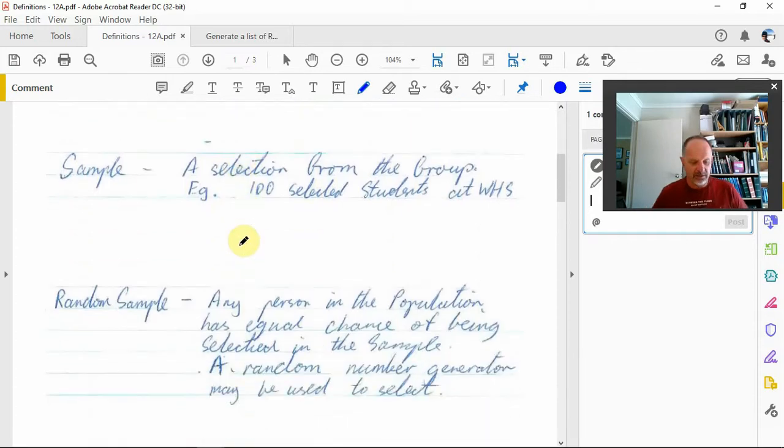For our survey to be valid, it needs to be a random sample. If we know something is going on at Wangaratta High School, we need to take a random sample. We can't just go to 7A and ask those students and see what they think. Any person in the population has an equal chance of being selected, and a random number generator may be used to select. You could number all the students and then use a random number generator to select 100 of those, or however many you wanted.